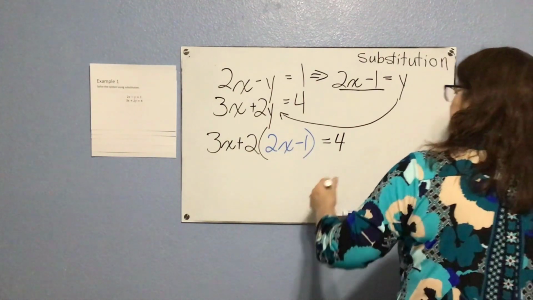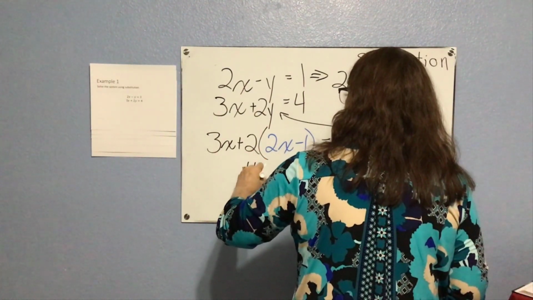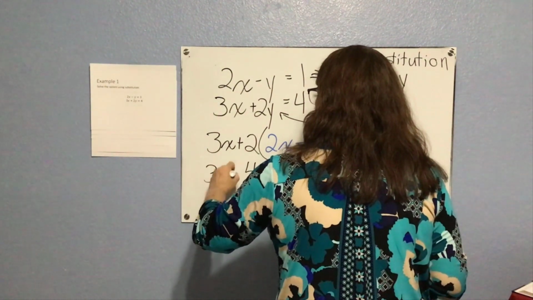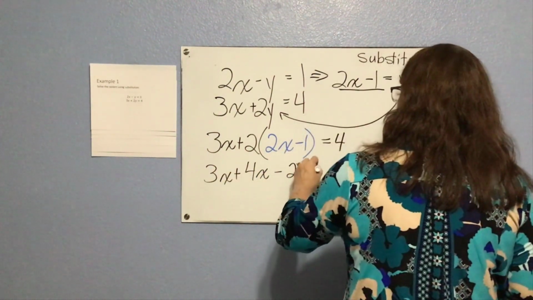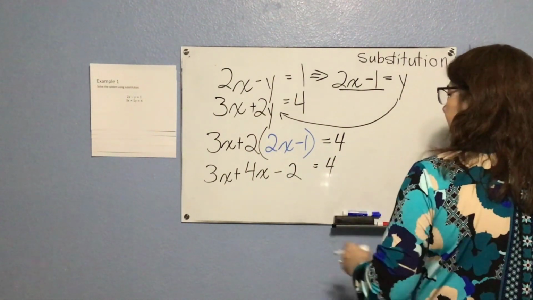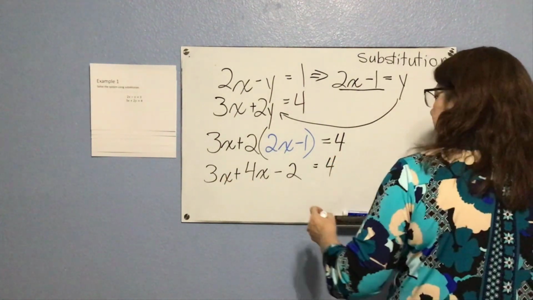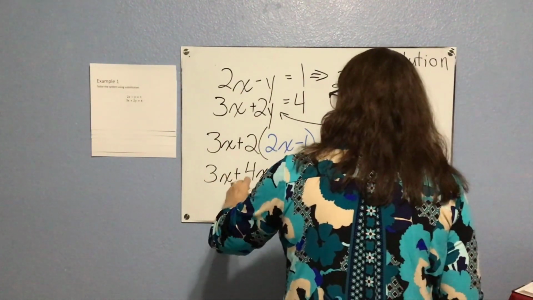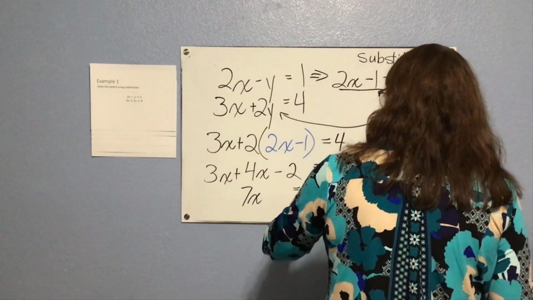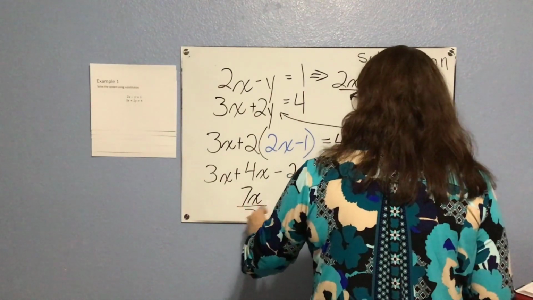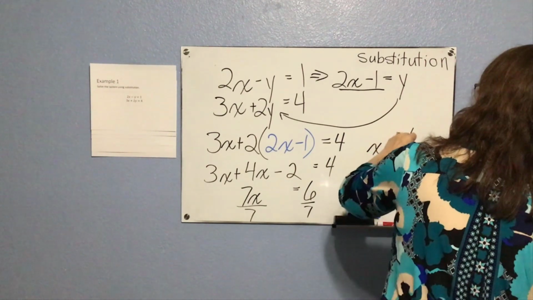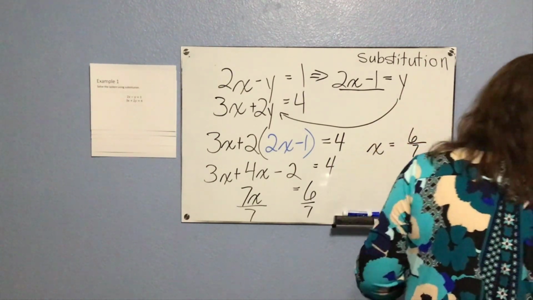Okay, I need to clear these parentheses. So I've got 4x minus 2, and out here still the 3x and the 4. I'm going to move this constant over to the other side and combine terms here. So 3x and 4x is 7x is equal to 6. I divide by 7, and I get that x is equal to 6 over 7.